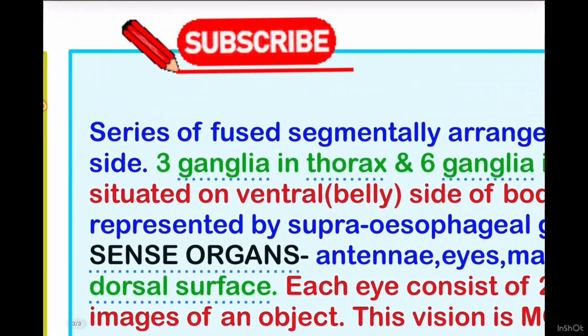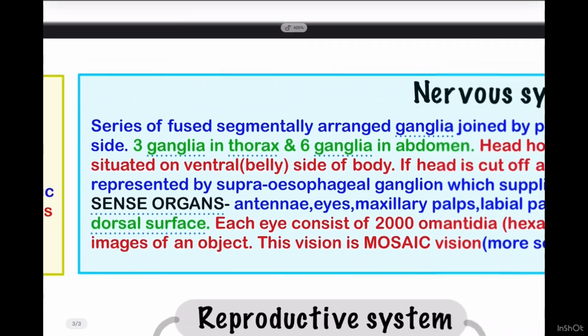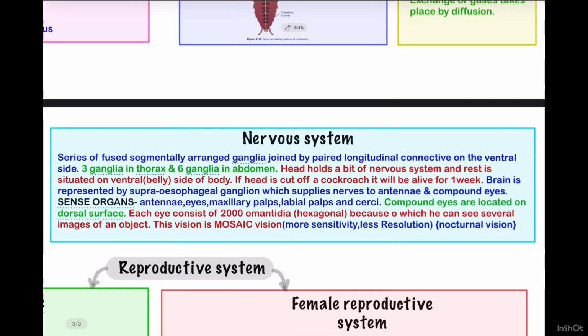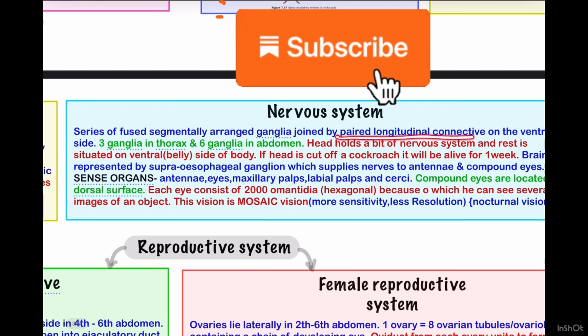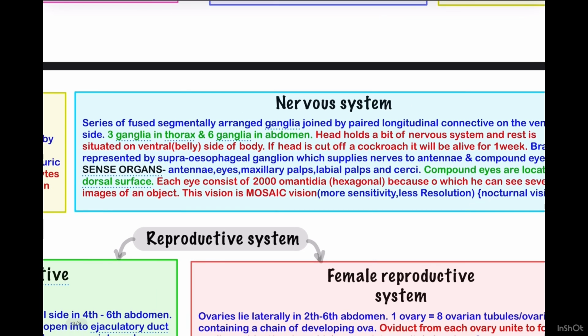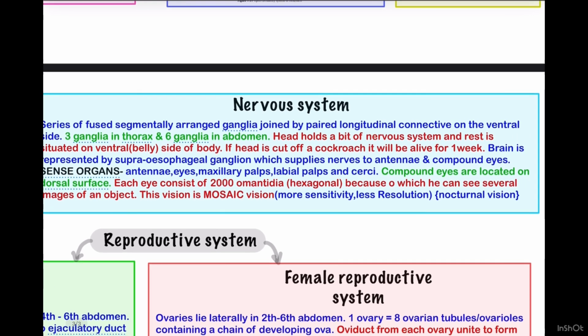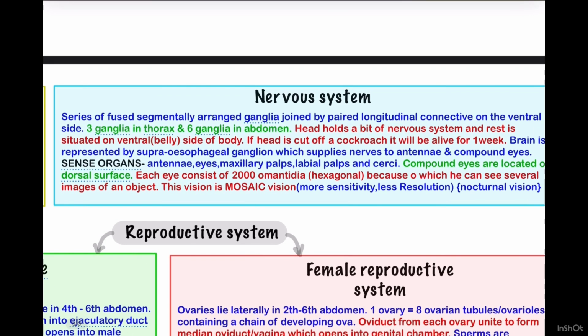Done? Very good. Next is the nervous system we are discussing. A series of fused, segmentally arranged ganglia are joined by a pair of longitudinal connectives on the ventral side. In vertebrates the nervous system is dorsal, but in invertebrates it is ventral. 3 ganglia can be seen at the thoracic region and 6 ganglia in the abdomen region, so totally 9 ganglia. The head holds only a bit of the nervous system and the rest is situated ventrally, on the belly side.